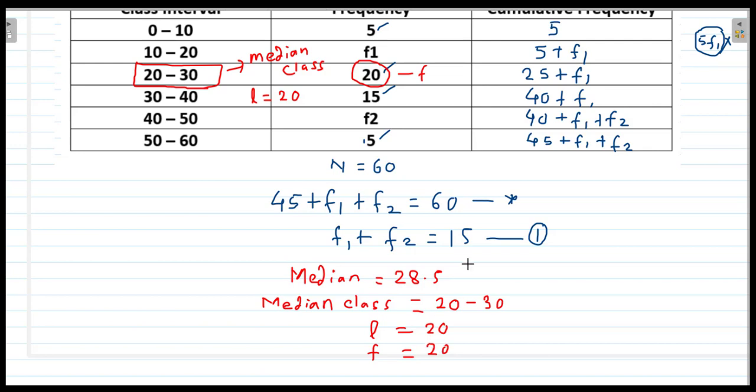Now the next is cumulative frequency we require. So cumulative frequency CF, that is what? The previous cumulative frequency of the median class. This is the median class. Its cumulative frequency is 25 plus F1 and its previous cumulative frequency is 5 plus F1. So CF we take as 5 plus F1.